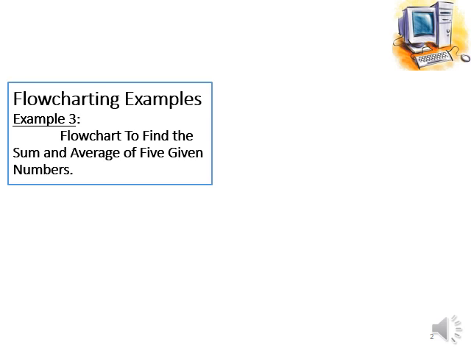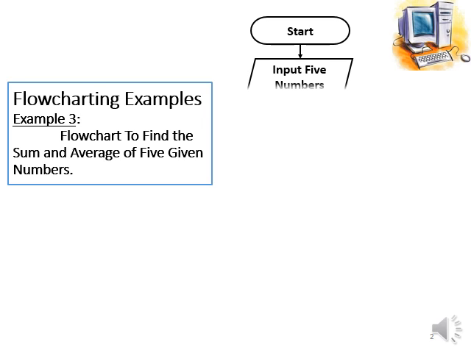So let's see how we can draw this flowchart. First of all, the start symbol. In each and every flowchart there must be a start symbol in the beginning. Now input 5 numbers. The first thing is to give input, and input is always represented by a parallelogram. So inside the parallelogram we have to write input 5 numbers. So those 5 numbers are given as input.